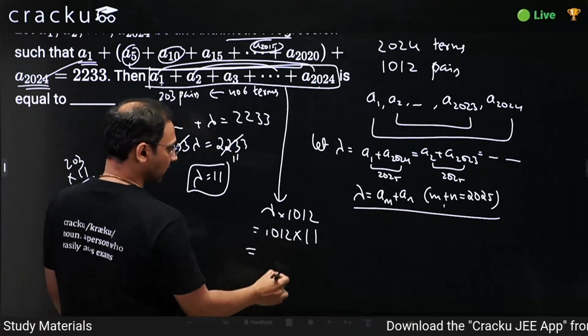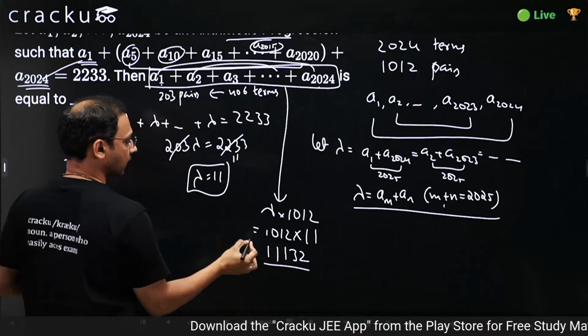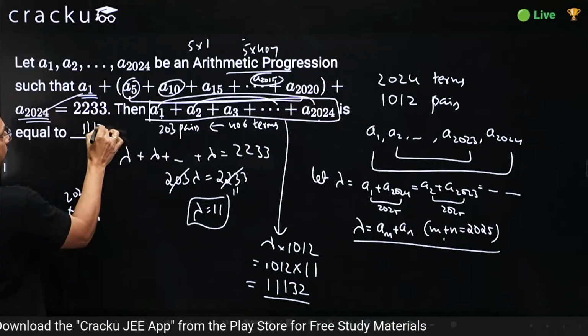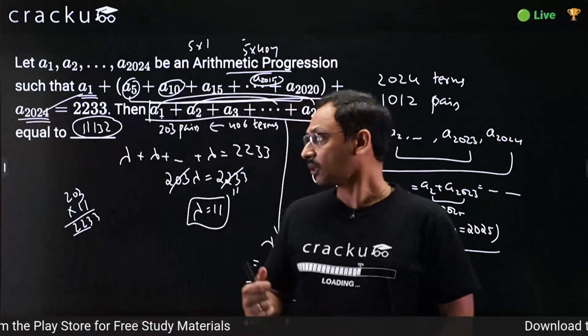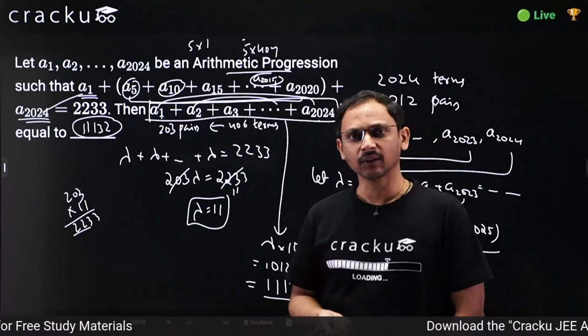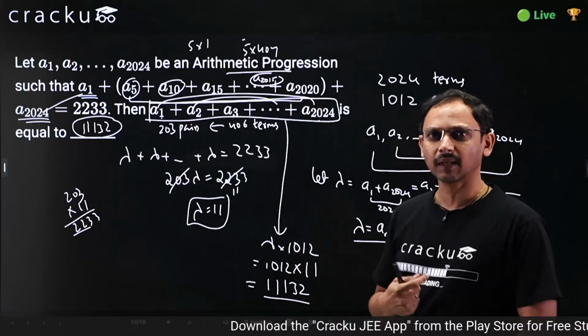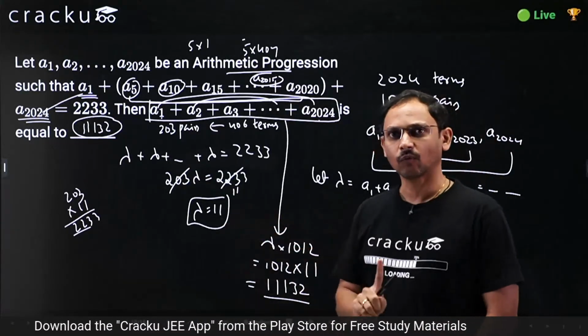When you multiply by 11, I get 11,132, which is going to be the answer for this particular problem. As you can see, it can be done using the Sn formula as well, but if you use the symmetric property, the problem will be boiled down to a simple problem in one variable.